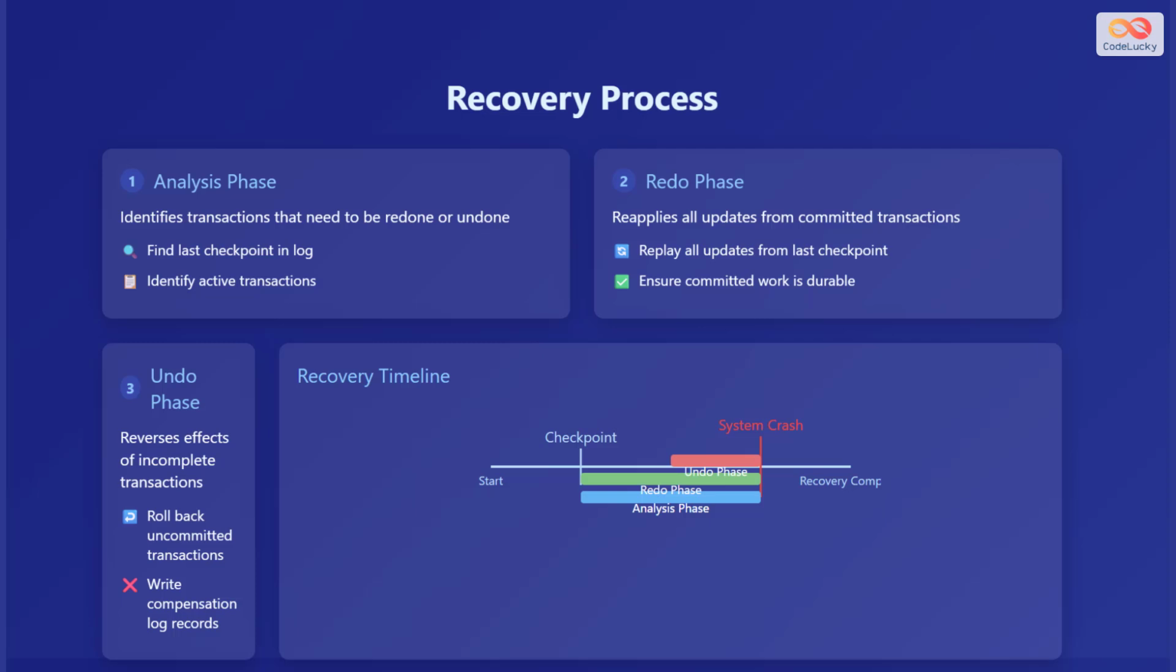The recovery timeline diagram shows the checkpoint, the system crash, the analysis phase, which starts at the checkpoint and goes up to the system crash, the redo phase, which also starts at the checkpoint and goes up to the system crash, and the undo phase, which starts somewhere in the middle and ends at the point where the recovery is complete.